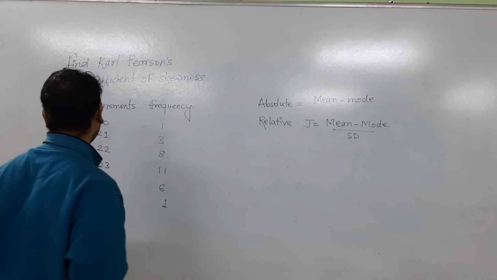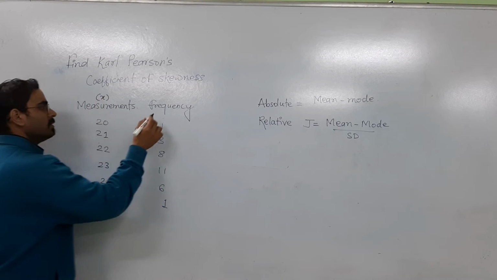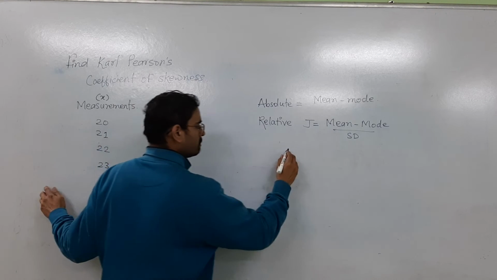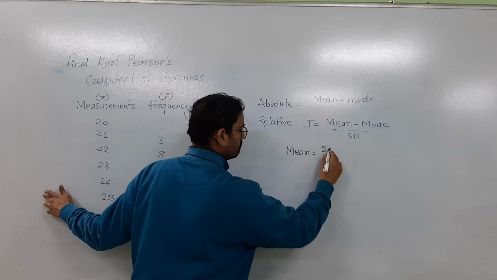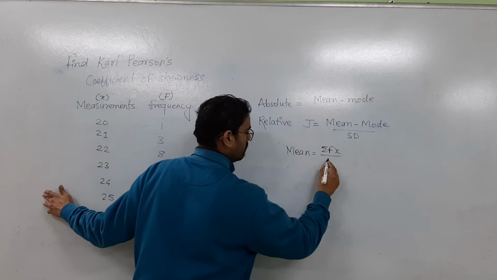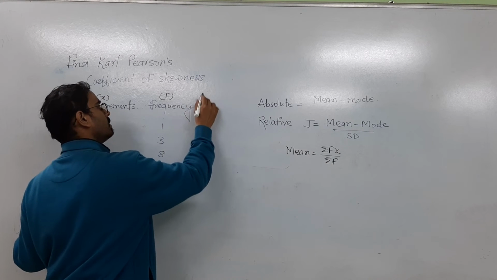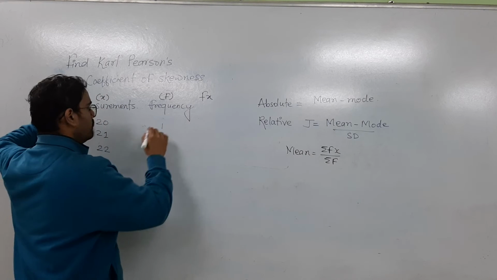So how can we find the mean? That is x, that is f. The mean formula is very simple: summation fx divided by summation f. So make another column, that is fx. Find fx.